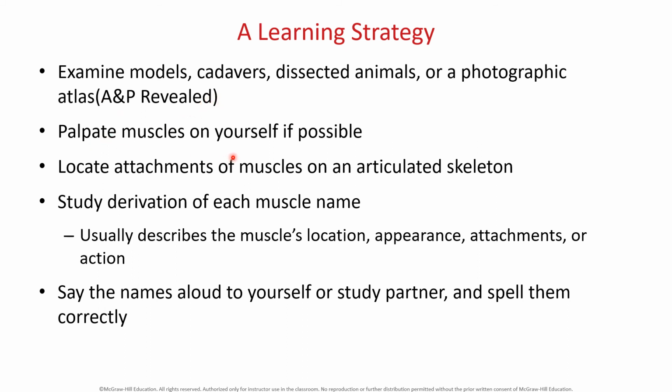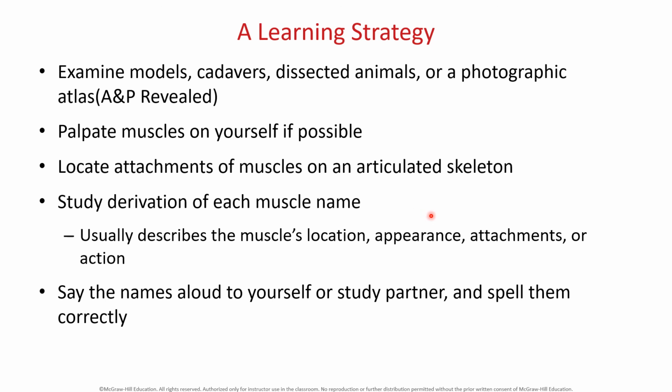Also, you can palpate yourself. You can feel a lot of your muscles. If you flex your arm, you can feel your biceps brachii. If you do a tricep kickback, you can feel that. You extend your elbow, you can really feel your triceps. Locate the attachments of the muscles on an articulated skeleton. You could do that on A&P Revealed. You can feel some of where the tendons are going on yourself.